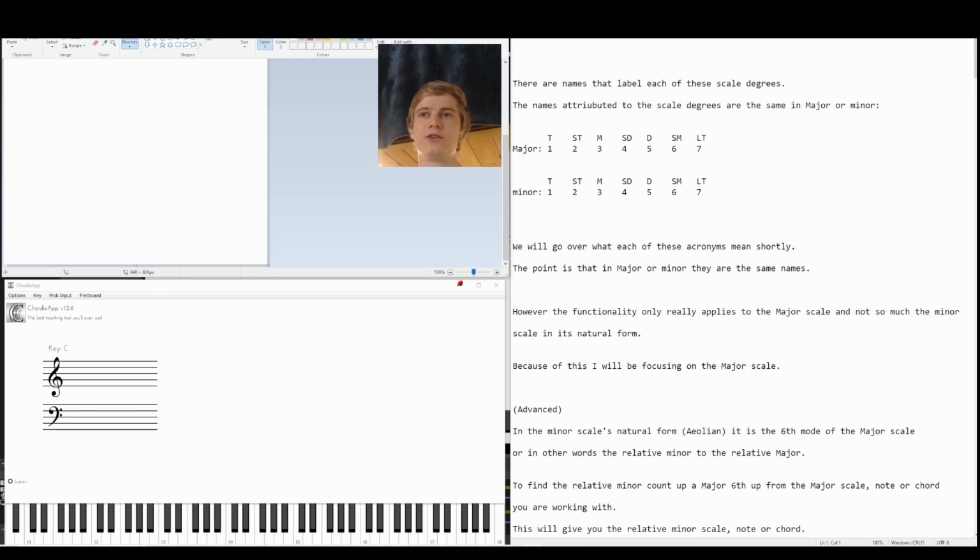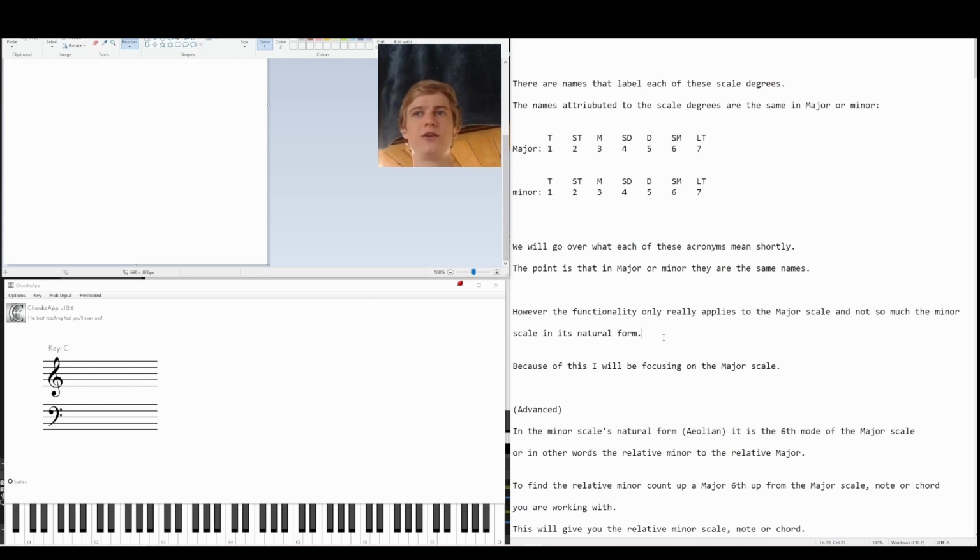Okay, so next, something really good to know is that there are certain names that label each of the scale degrees that we have. The names attributed to the scale degrees are the same in major or minor. So as you look in major or minor, we have these same acronyms. I'm going to explain what those acronyms mean shortly, but the whole point is that in major or minor, you're going to have these same names.